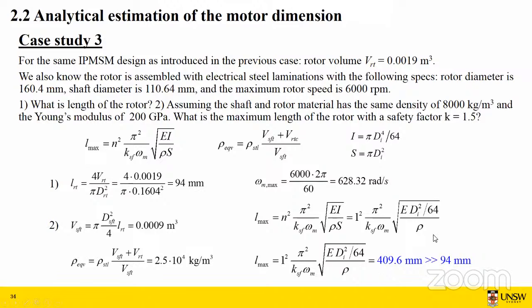And this is the case for many real motors. The real motor rotor length is normally much, much lower than the maximum permitted length, because this is the length to avoid the critical speed, which is the ultimate limit, okay? And making the rotor length much lower than this value can also help to reduce the noise and vibration, okay?